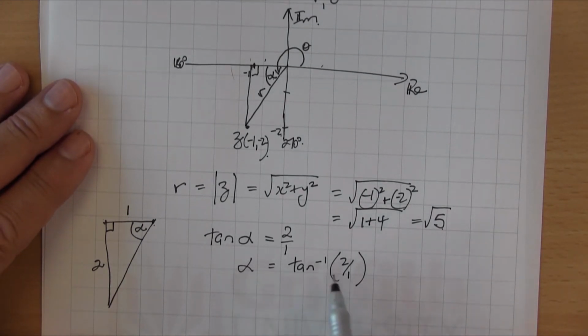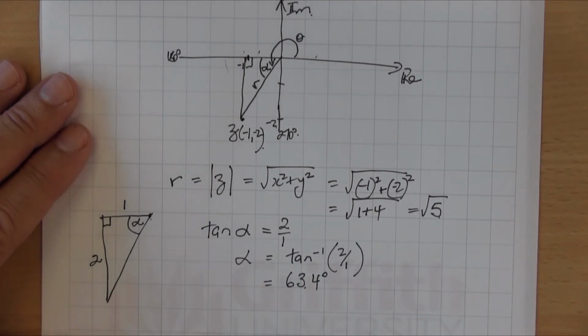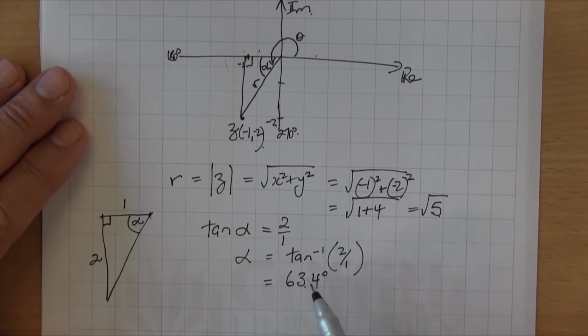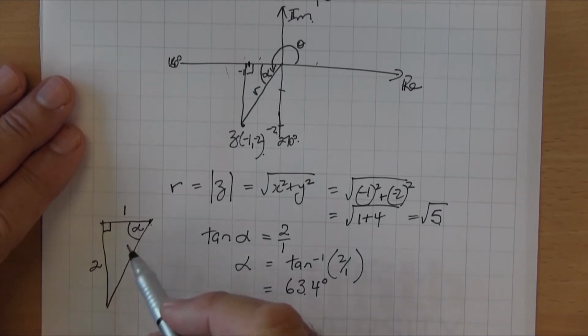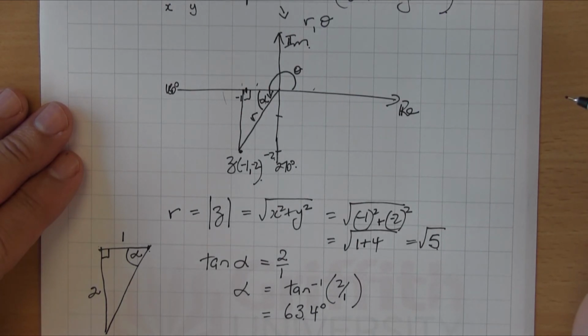Now, if you put that into your calculator, you push Shift tan, and when you go Shift tan, it should open a bracket, and you put 2 divided by 1, close the bracket. You get alpha is equal to 63.4 degrees if your calculator is set in degree mode. Now that's not theta. That is just the angle that it makes with the x-axis there.